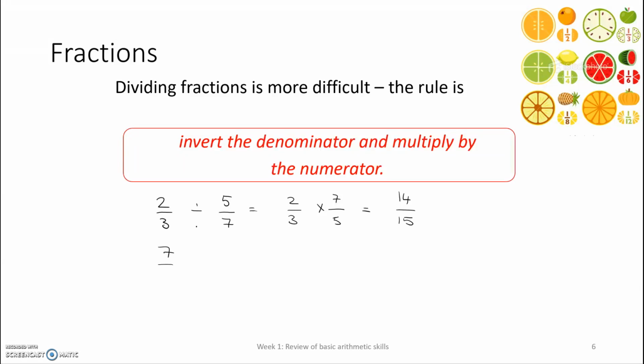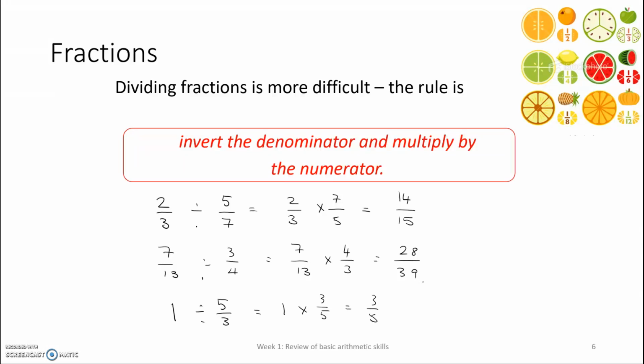And 7 over 13 divided by 3 over 4. So 7 over 13 times 4 over 3 is 28 over 39. What about 1 divided by 5 over 3? So that's 1 times 3 over 5, which is 3 over 5.